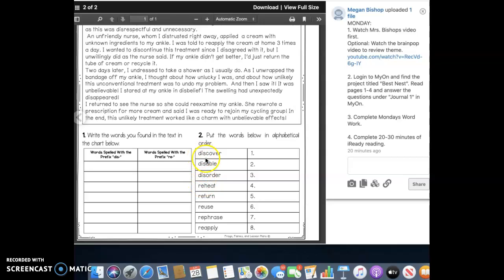So we know that D comes before R in the alphabet, so we're going to look at these words first. But then we see that the second letter starts with I. So then we're going to have to move on to the third letter. Okay, so the third letter in all 3 of these words starts with S. So now we're going to have to move on to the fourth letter. We have C, A, and O. We know that the alphabet starts with A, so we know that disable will be the very first word.